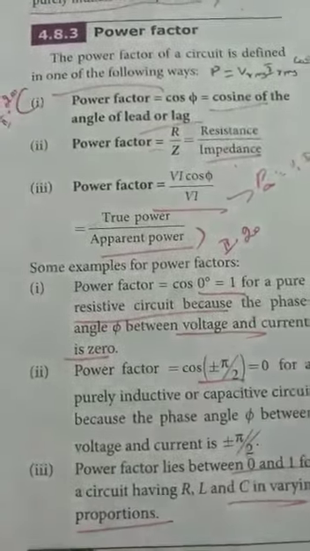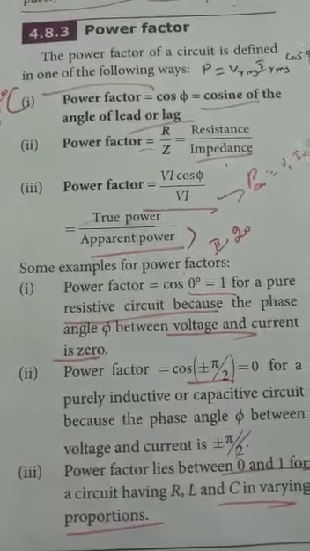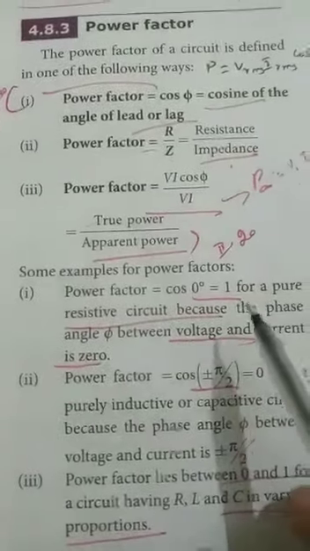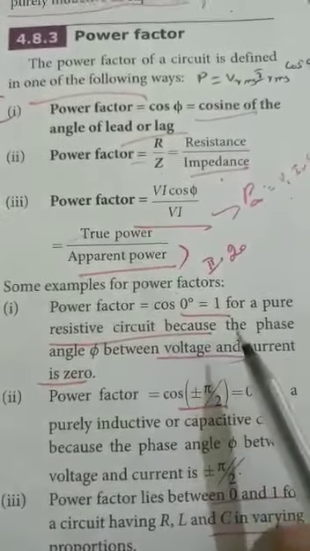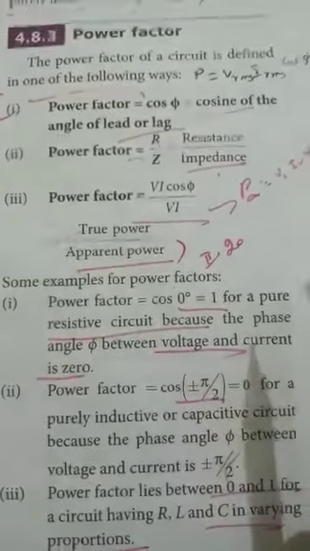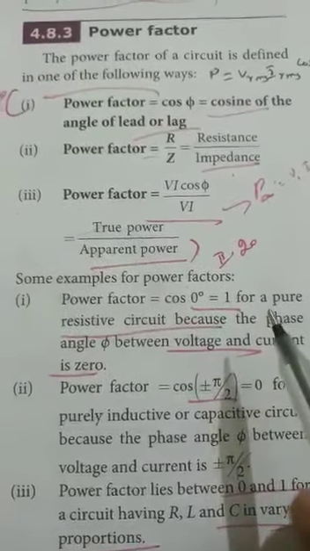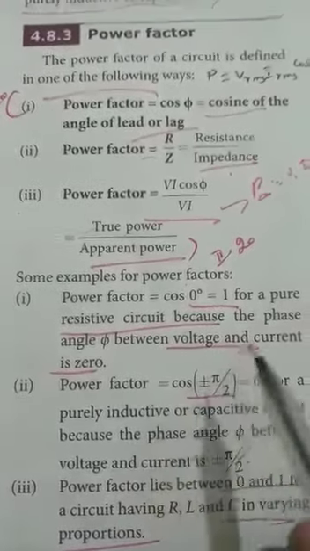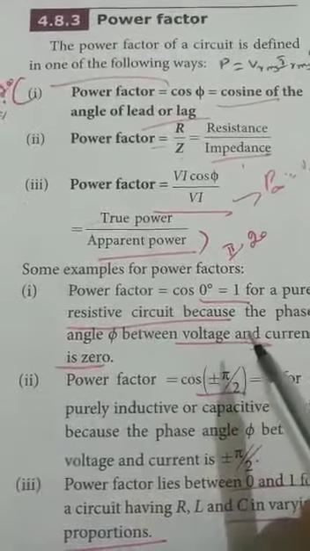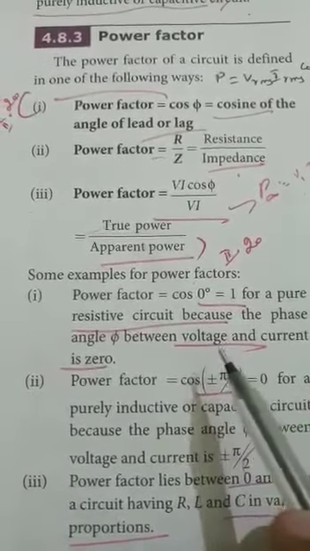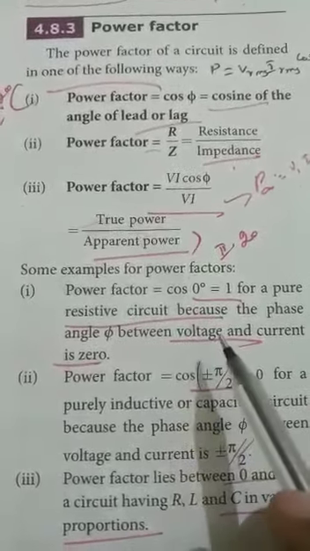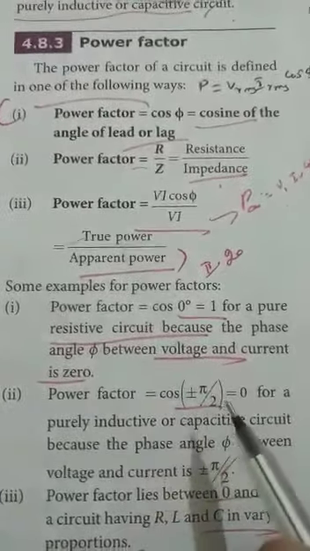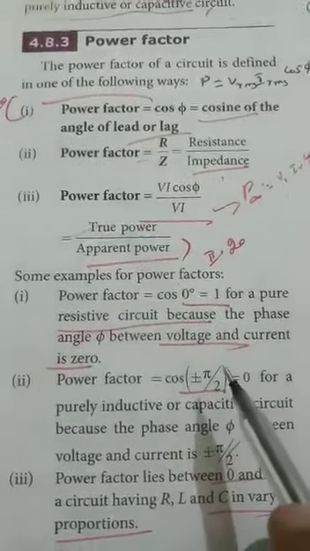And some examples of the power factors. We know the power factor is equal to cos phi. In that angle, phi is equal to 0, which means voltage and current are in phase. The angle between the voltage and current is 0, so cos phi is equal to 1. It happens in the circuit of AC with the resistor.